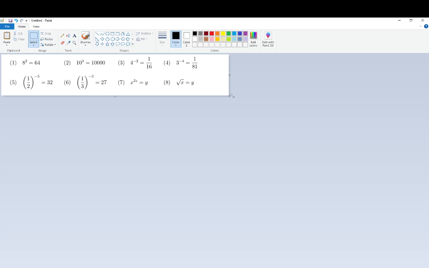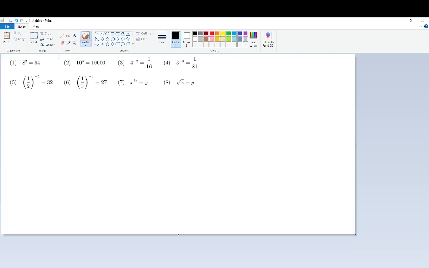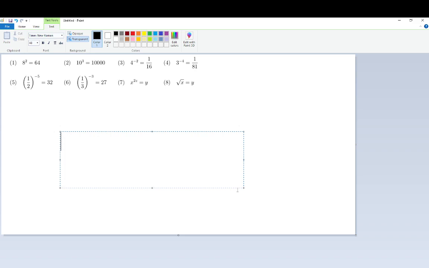The reverse says this is going to be the result and this is going to be the base. So the first one is simply log base 8 of 64, which is equal to 2. So it's what exponent do I put over 8 to get the result of 64?